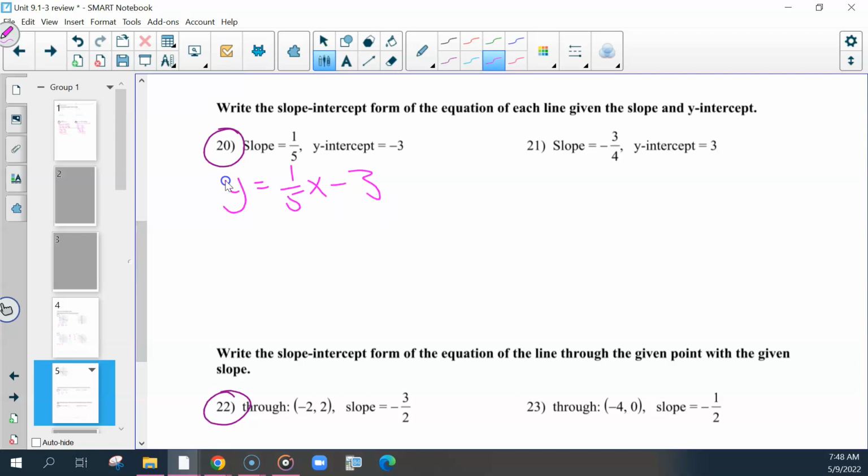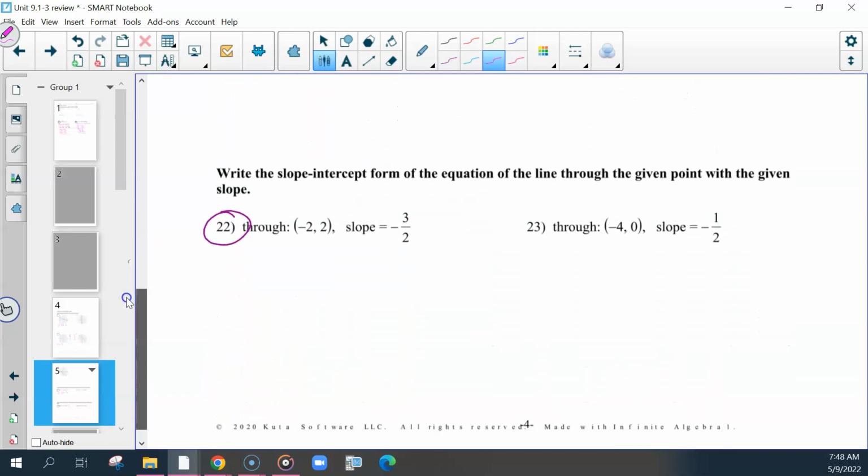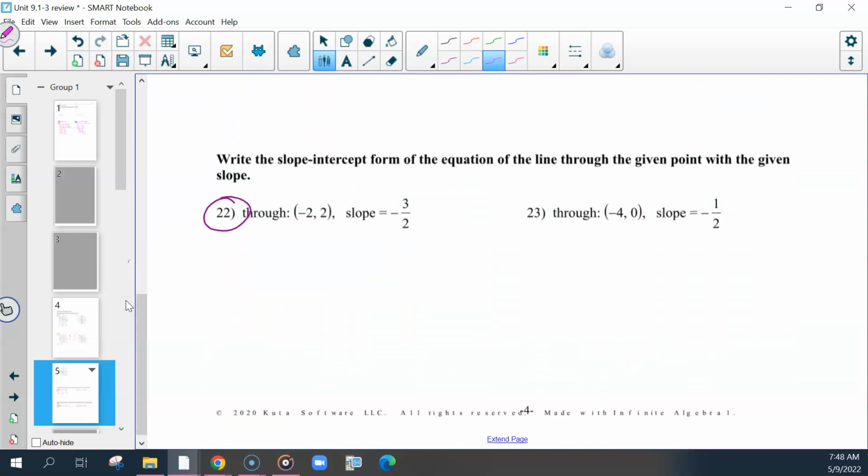Y equals 1/5x minus 3. If you're given your slope and your y-intercept, there's nothing for you to do except put those together. For number 22, somewhere on your paper, write this formula. For the test, you will need to know this formula, but for the quiz, remember it's open note.